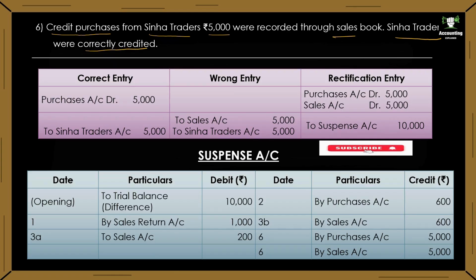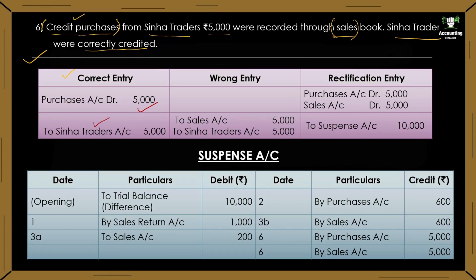So, we can use this format: correct entry, wrong entry and rectification entry. This is an important transaction for which the rectification entry will be a little bit difficult. So students, please be attentive and listen. Okay. Now, first we'll pass the entry for the credit purchases, which is correct. So the correct entry will be purchases account debit. Purchase is an expense, so it will be debited. Purchases account debit 5,000. To Sinha Traders, a creditor, 5,000 is credited.